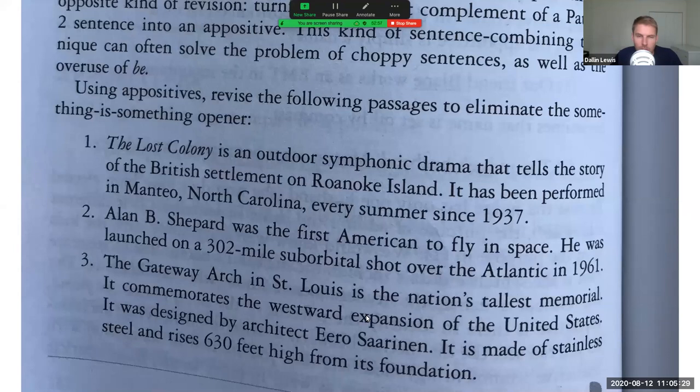Because one of the things that an appositive can do is help make your sentences more compact and efficient by adding extra details about the subject or direct object without having a whole separate sentence for that. So let me give you an example.